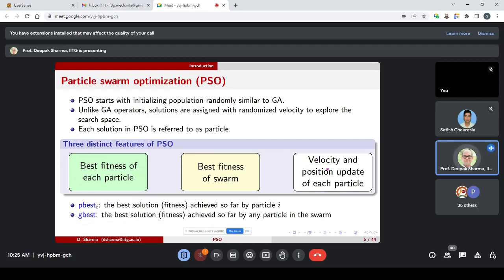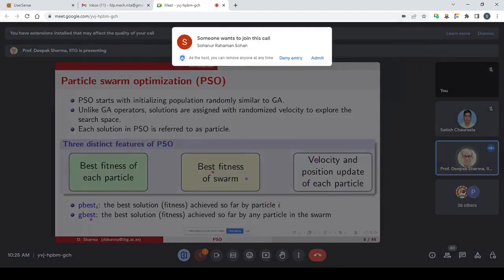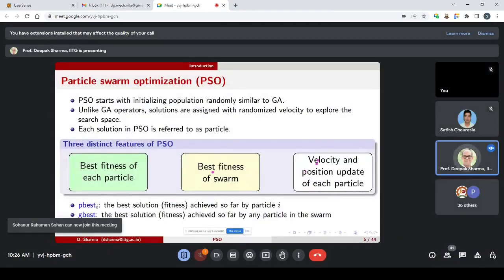And then comes the velocity and position update. With the help of the best fitness of the particle as well as the best fitness of the swarm, the velocity gets updated, and this updated velocity is going to help us update the position of each particle.